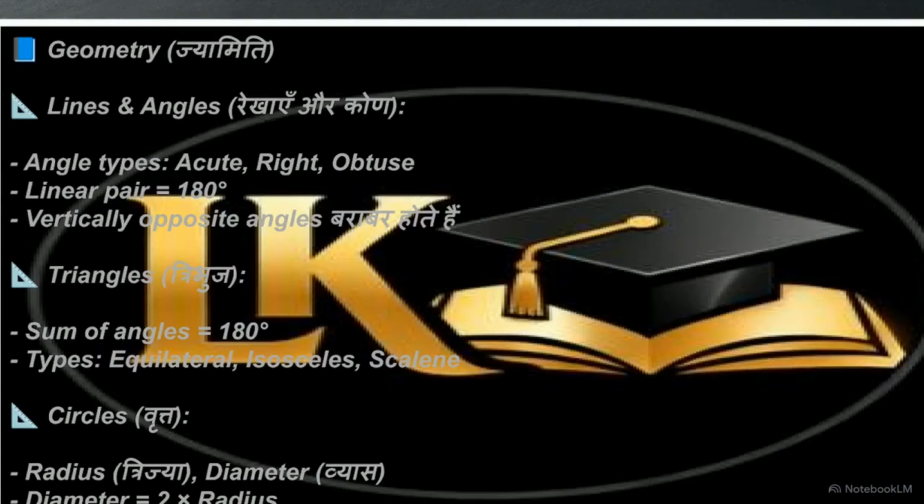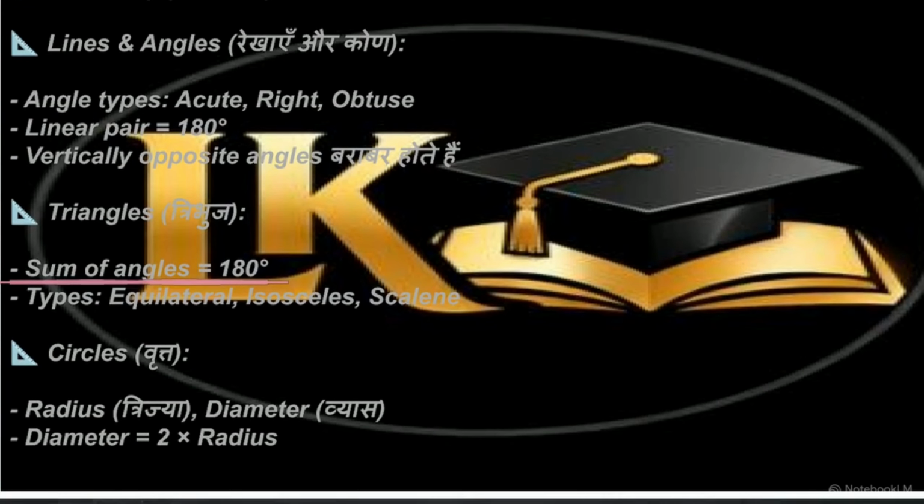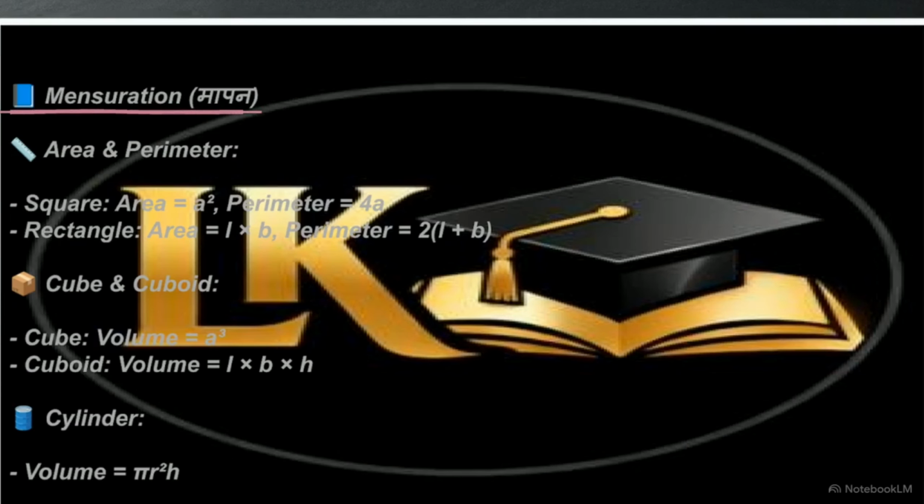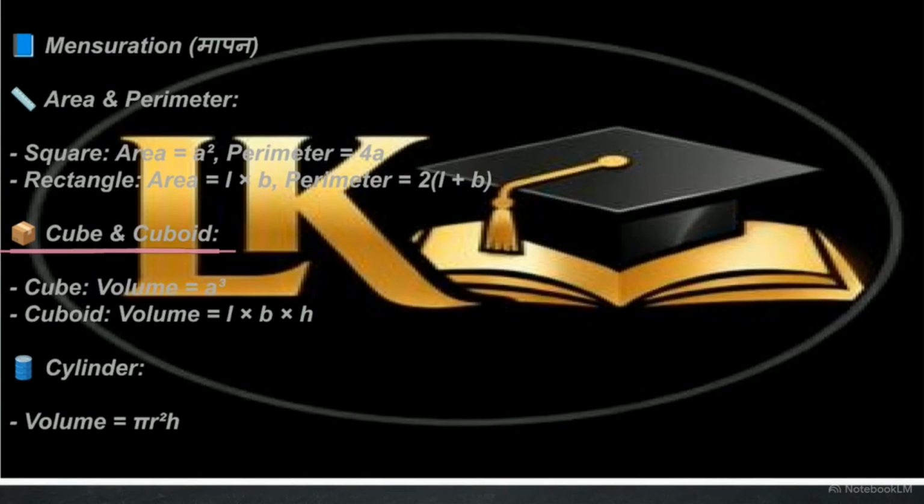Pillar 3 tests your spatial logic. This slide outlines the basics of geometry, like identifying line types, acute and obtuse angles, and applying the rule that a triangle's internal angles always sum to 180 degrees. That expands into mensuration. As listed on this screen, you must execute precise calculations for area, perimeter, and volume across standard 2D shapes and 3D objects like cubes and cylinders.